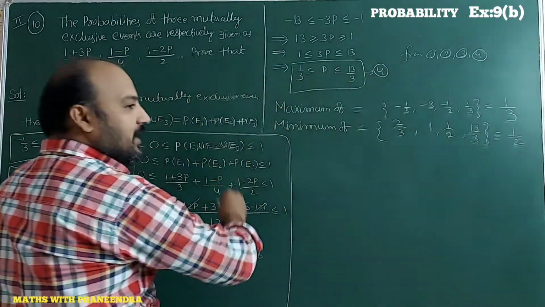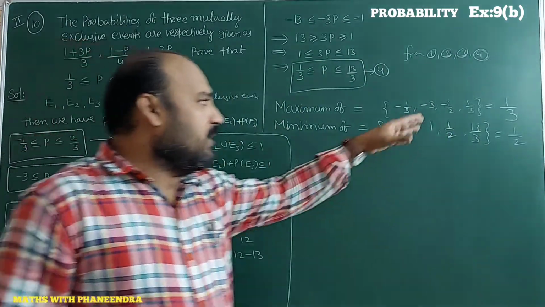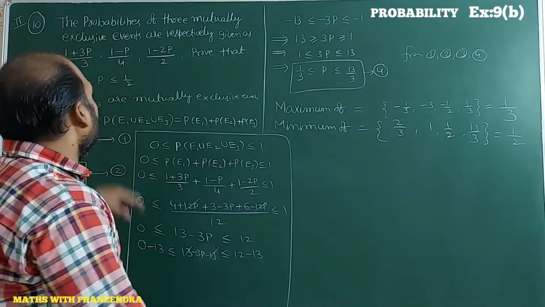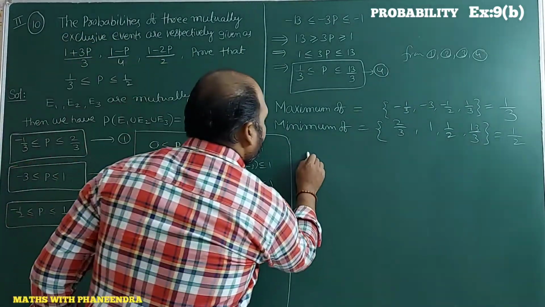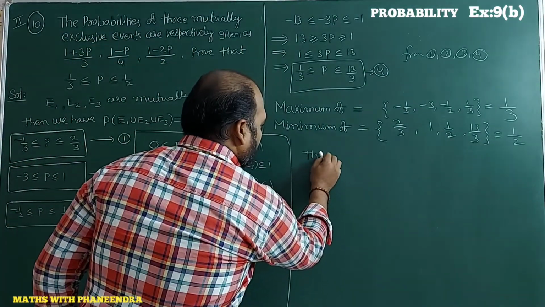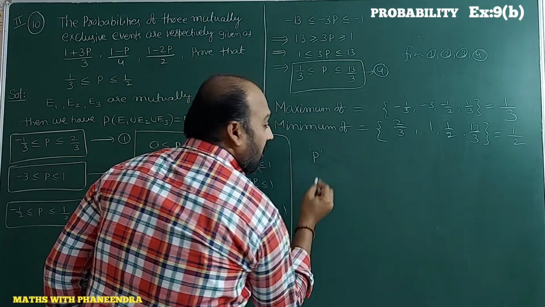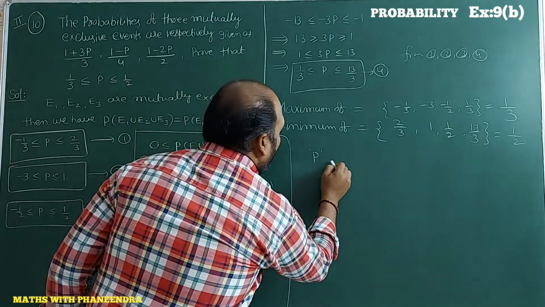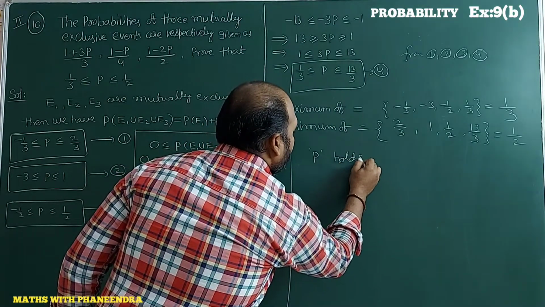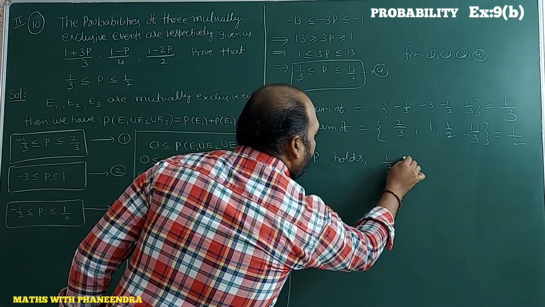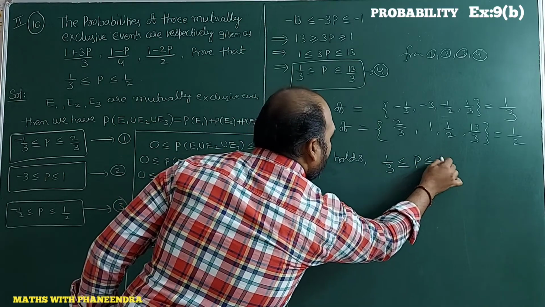So the probability lies between 1 by 3 and 1 by 2. So this inequality holds. P means probability. P holds: 1 by 3 is less than or equal to P is less than or equal to 1 by 2.